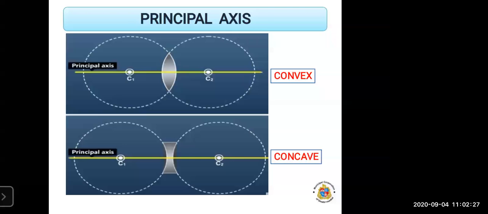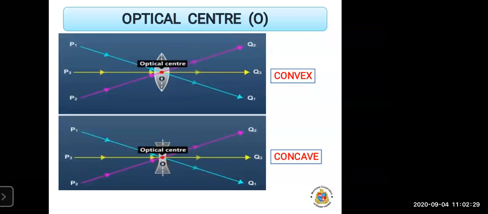Now the next term is nothing but the optical center. What is meant by optical center? Now optical center is denoted by O. Now look at the diagram, students, which shows the different rays passing through the lens. Both the convex lens and concave lens are here.